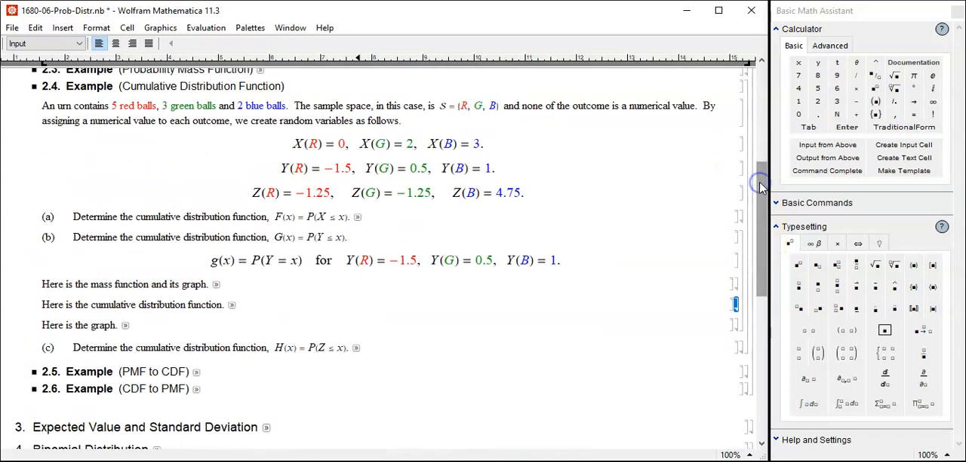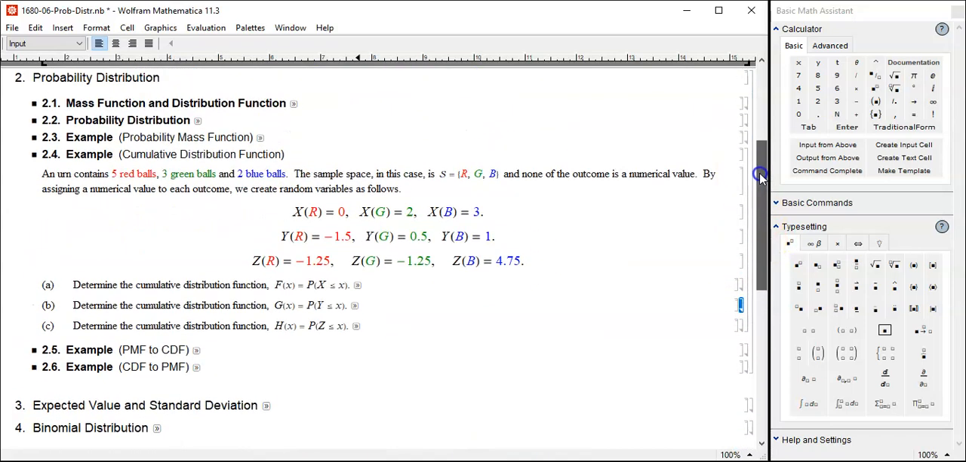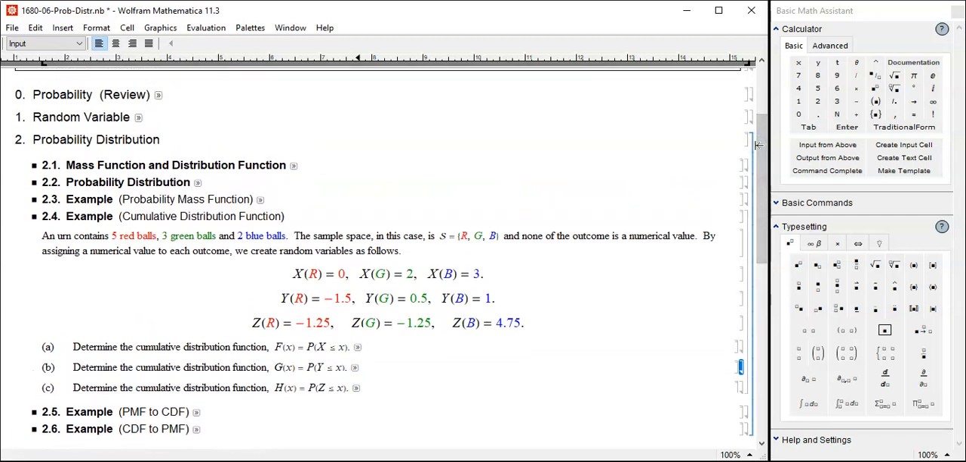And the third problem here, I'll just leave to students.